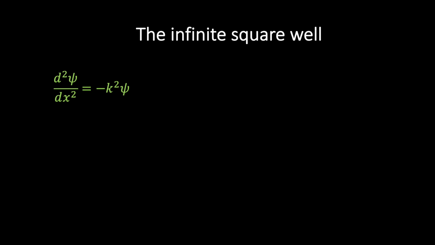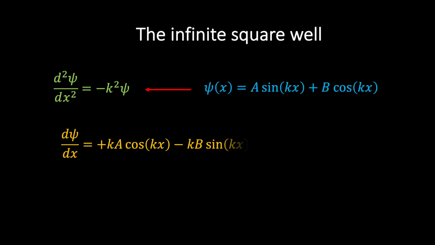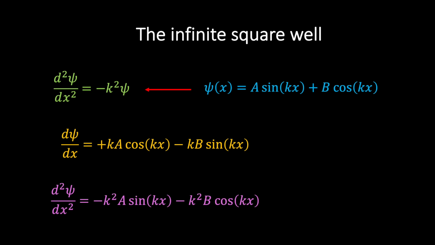Now, the general solution to this equation takes the following form, where A and B are arbitrary constants, as can be verified by substituting the expression back into the equation, in which case we have that d psi by dx equals the following yellow expression. And if we differentiate again with respect to x, we find d2 psi by dx squared equals the following purple expression, which is simply equal to minus k squared psi, as required.